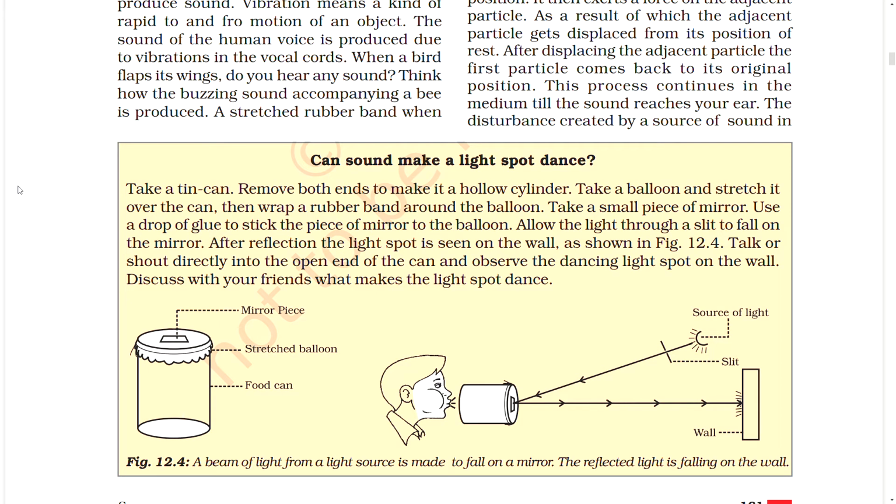Can sound make a light spot dance? Take a tin can, remove both ends to make it a hollow cylinder. Take a balloon and stretch it over the can. Then wrap a rubber band around the balloon. Take a small piece of mirror. Use a drop of glue to stick the piece of mirror to the balloon. Allow the light through a slit to fall on the mirror. After reflection, the light spot is seen on the wall. As shown in the figure, talk or shout directly into the open end of the can and observe the dancing light spot on the wall. Discuss with your friends what makes the light spot dance.